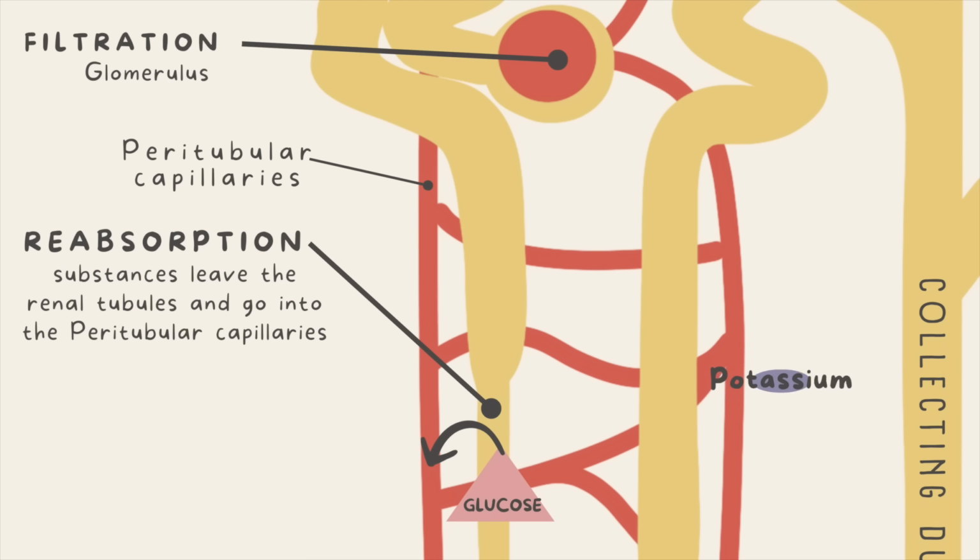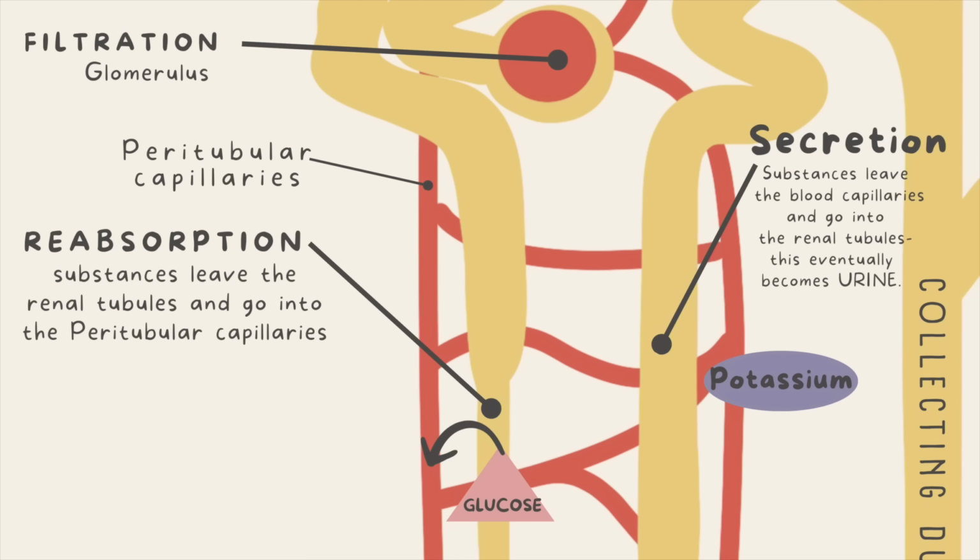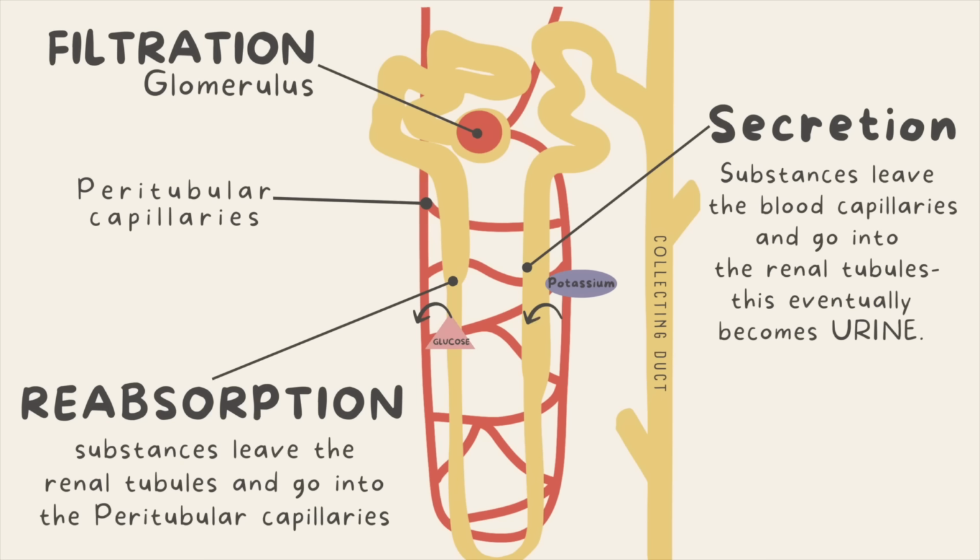And now you see this potassium here. This is in the blood system. This is in the peritubular capillaries. So any molecules going from the peritubular capillaries into the renal tubules is going to be excreted as urine. So you see the difference between reabsorption and secretion. Reabsorption is stuff going from the tubules to the capillaries, and secretion is stuff going from the capillaries to the renal tubules.